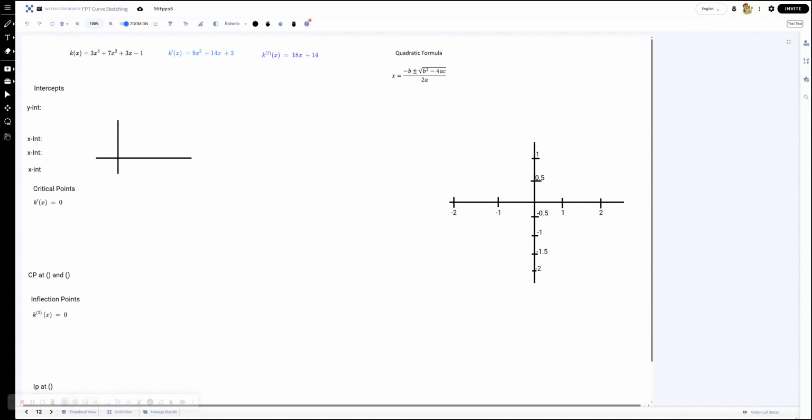Okay, let's get right into this. We're going to be sketching the function k of x equals 3x cubed plus 7x squared plus 3x minus 1. So first thing we got to do is find our intercepts.